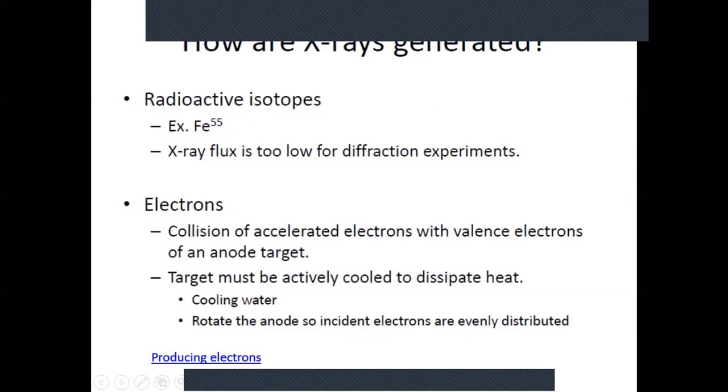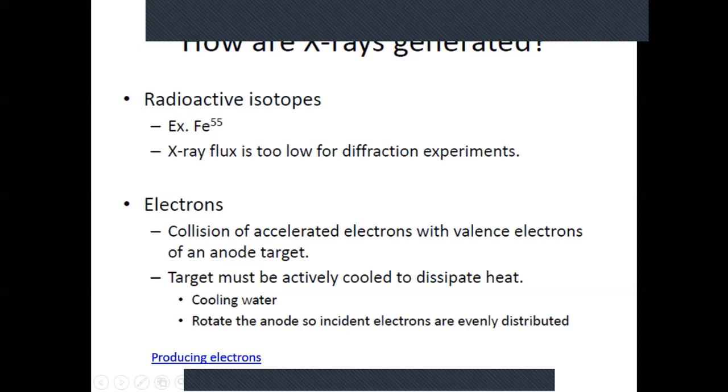And so the next obvious question is, how do we generate X-rays? There are two ways you can generate X-rays. One is using radioactive isotopes, such as iron 55. But for X-ray diffraction experiments, this is not ideal because it has a very low flux. So we don't use radioactive isotopes. What we use are high energy electrons to produce X-rays.